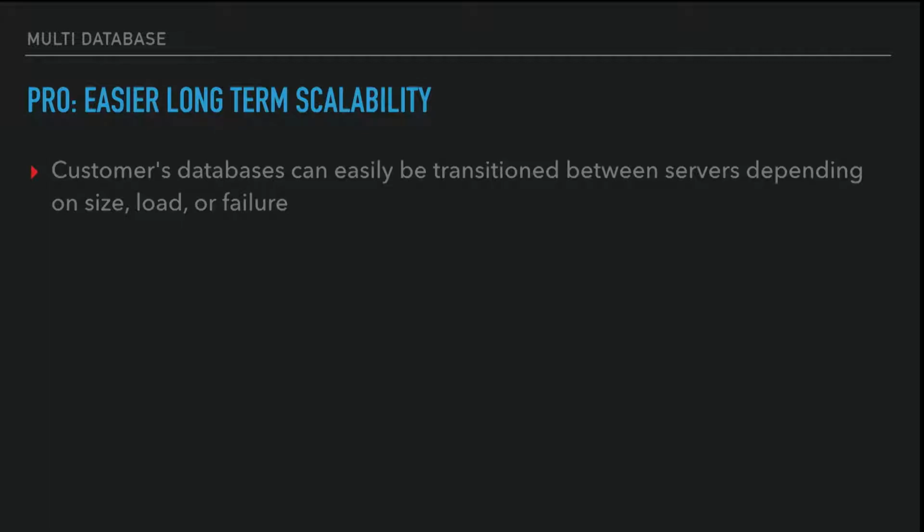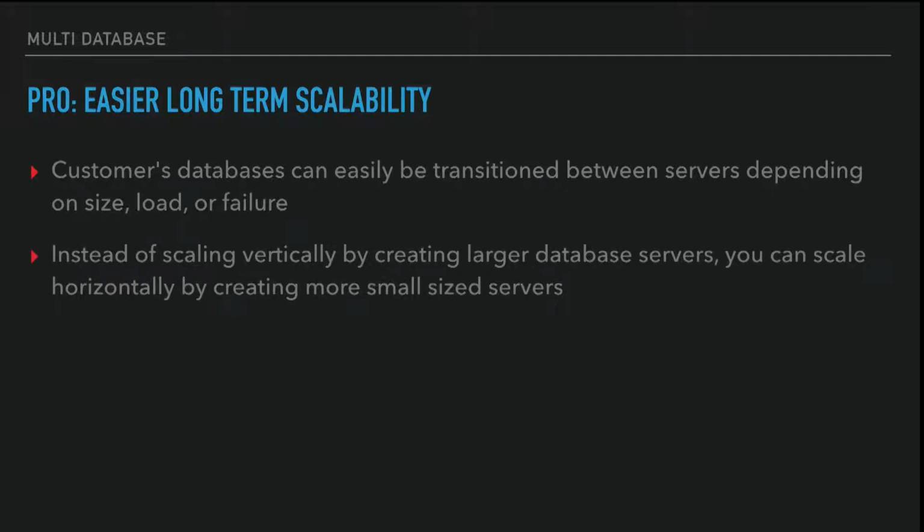The next would be easier long-term scalability. So your customers' databases can be easily transitioned between database servers depending on the size of the database, the load, or any type of failures. So instead of scaling vertically by just creating giant database servers, you would scale horizontally by just creating more database servers. For instance, instead of having 1,000 customers on one database server, you could have 100 customers on 10 database servers. And that reduces your points of failure over time, because you could always have a slave database, but if something goes wrong with a database server getting deleted entirely, you're still going to bring down all of your clients. But if it happened in this case, you would bring down 10% of your clients until you got that fixed.